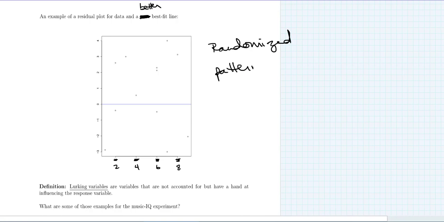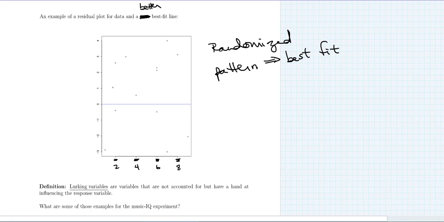The other thing I wanted you to pay attention to is the pattern of the points as compared to this horizontal line. Okay, what is the pattern of the points? Well, there is no pattern. These points look random, so a randomized pattern also implies best fit.